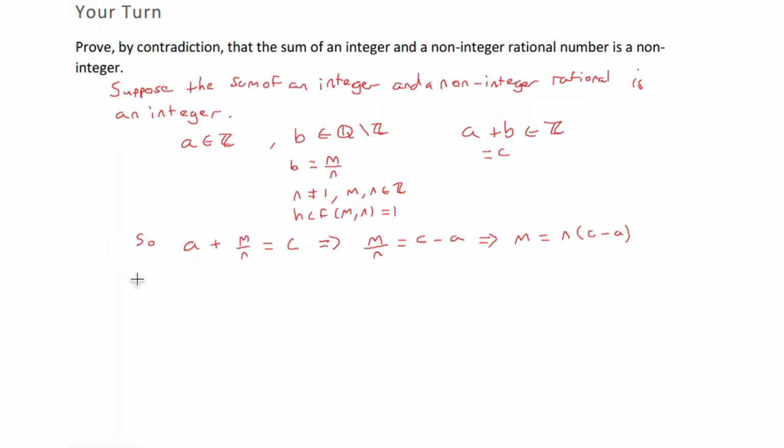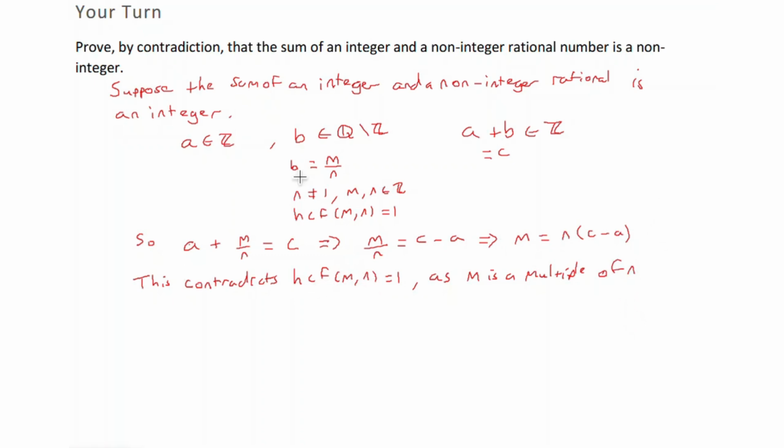But this means that m is a multiple of n. And that's a contradiction. This contradicts the fact that the highest common factor of m and n is equal to 1, as m is a multiple of n. So the highest common factor would be n, because n is a factor of both of them.